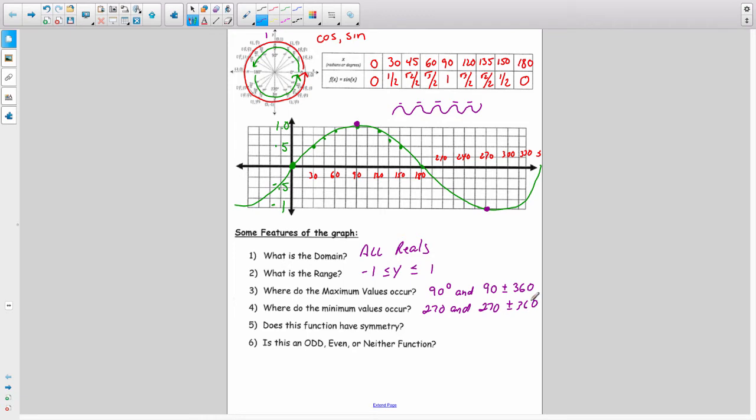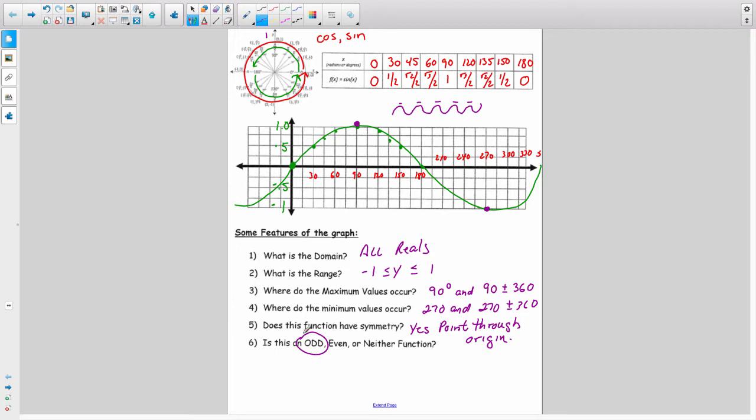Does this function have symmetry? Yes. It's pretty cool, actually. This function has point symmetry through the origin. So yes, point through origin. And therefore, because it has origin symmetry, this function is odd.